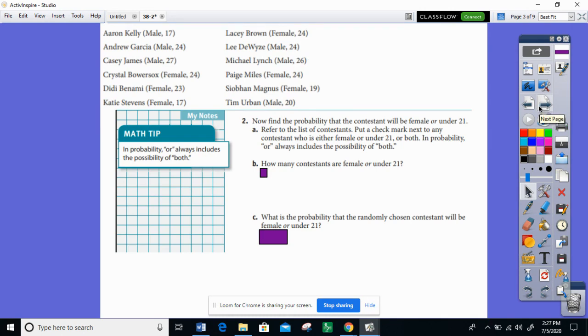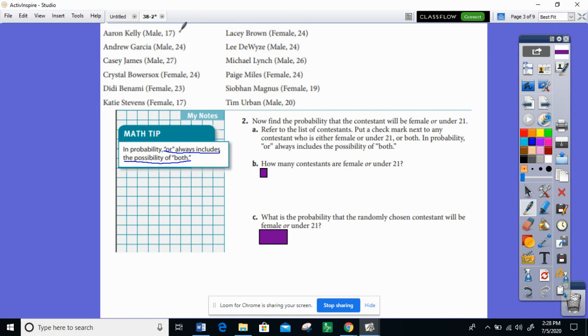So now on the next page, in number 2, we're going to find the probability that the contestant will be female or under 21. So we're going to look at the same list of contestants, put a check mark next to any contestant who is either female or under 21 or both. In probability, or always includes the possibility of both.